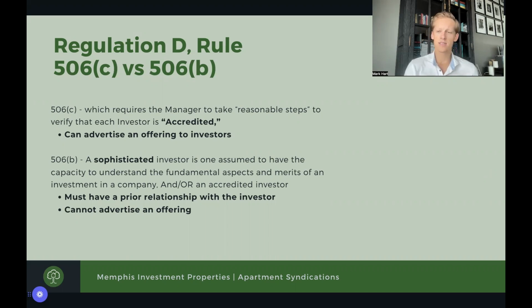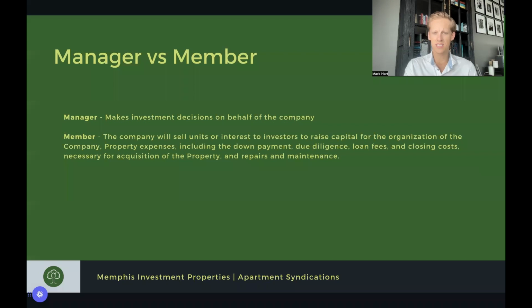Now, the con is that with the 506B, we cannot go on podcasts and we cannot go on webinars like this and say, I have a deal, I want to raise money, right? You cannot do that in a 506B. That's what the 506C is for. So for accredited investor, and you can Google the qualifications, there's multiple, to be able to see if that is you or not.